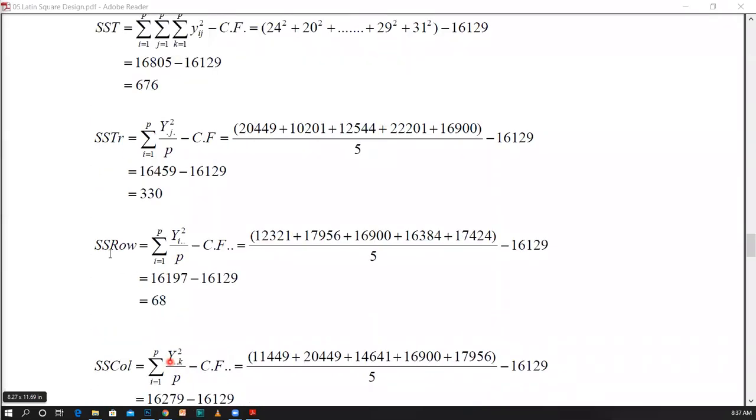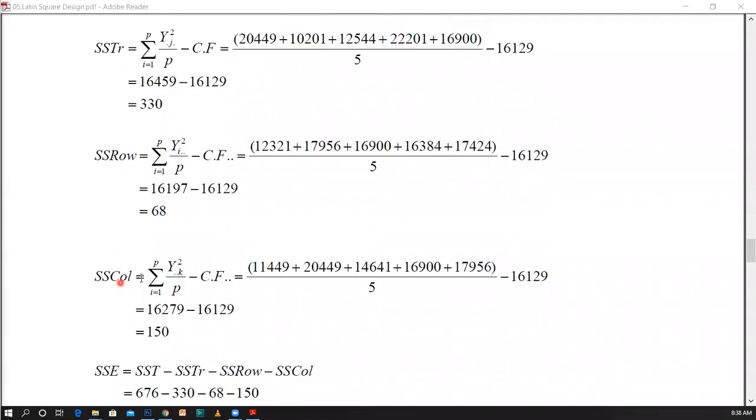Then we can have this as SS row. The next one is the row sum of squares. Therefore, first of all you have to take the row sums, and then square terms are here. You have to add the square terms of the row sums and divide it by the number of levels. Then subtract this correction factor. That is how we are getting row sum of squares as this 60.